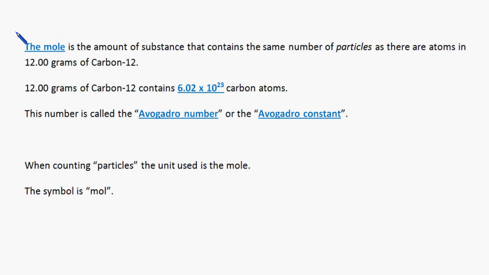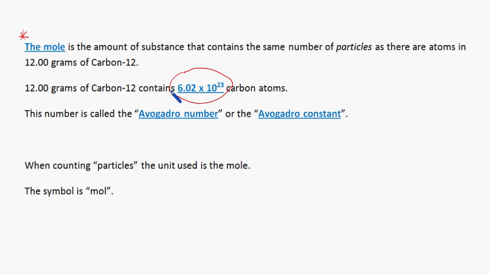We now come to the definition of the mole, which you need to be able to recall. The mole is the amount of substance that contains the same number of particles as there are atoms in 12 grams of carbon-12. Now 12 grams of carbon-12 contains 6.02 × 10^23 carbon atoms. You need to familiarize yourself with this number. This number is called the Avogadro number or the Avogadro constant. So 12 grams of carbon-12 contains 6.02 × 10^23 carbon atoms, and this is 1 mole.